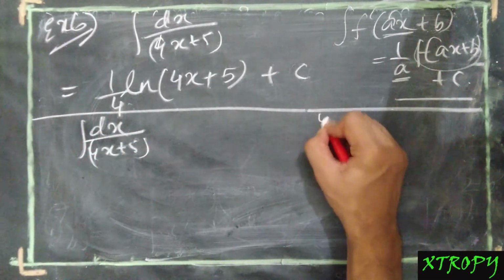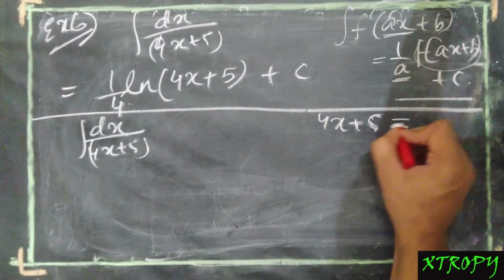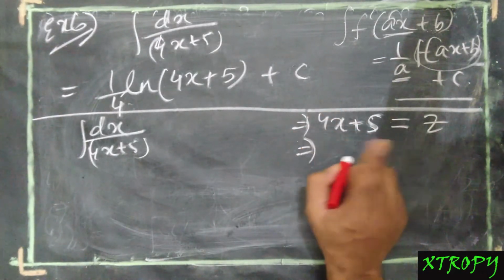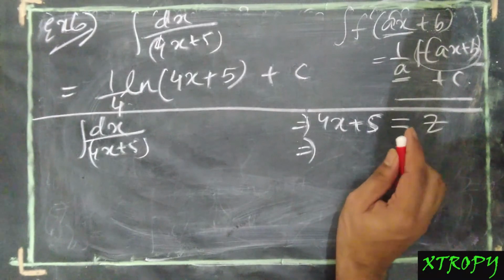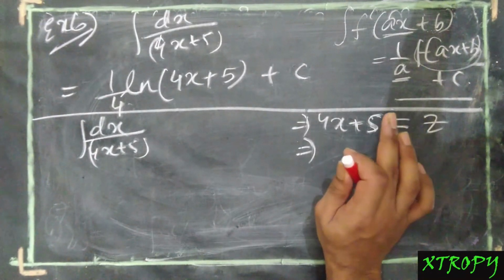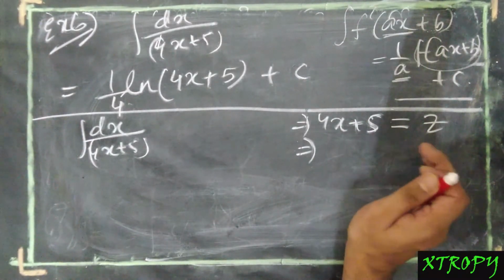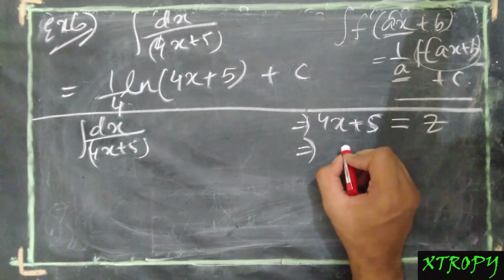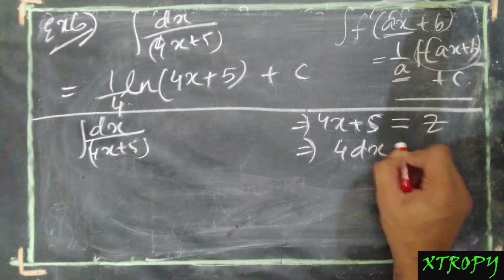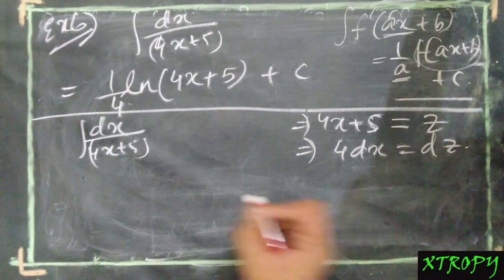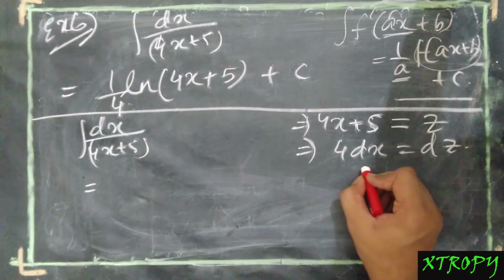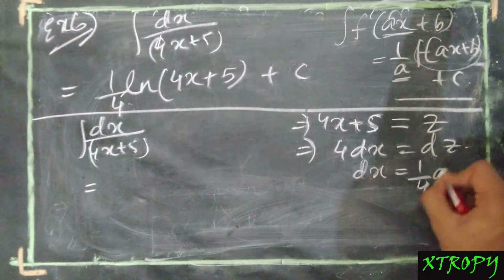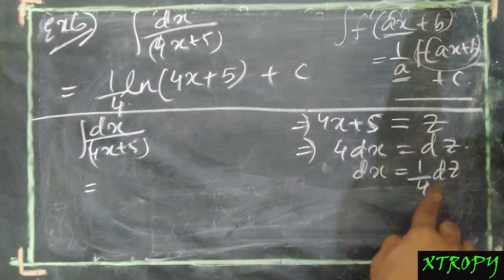Let us take 4x plus 5 equals z. Now I will say, differentiate both the sides. This may seem a little odd in the beginning, but you will get more sense in it as you gradually progress in your integral calculus journey. So differentiate it: 4 dx equals dz. So what is dx? Actually dx is 1 by 4 dz.